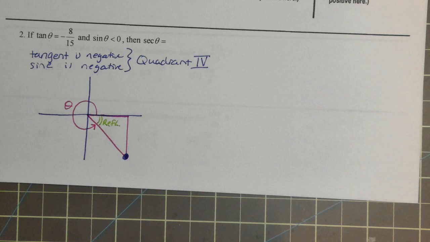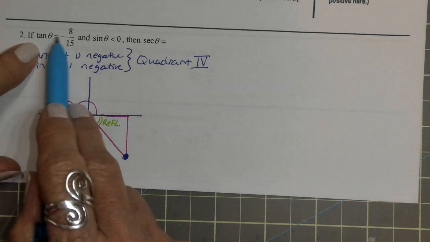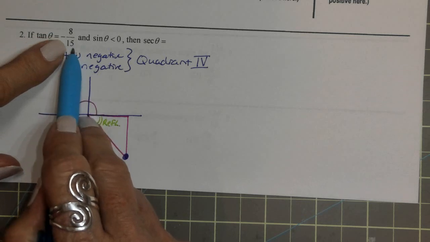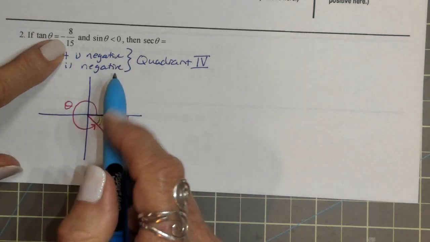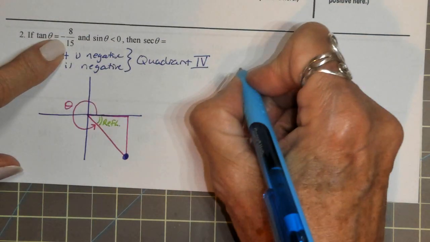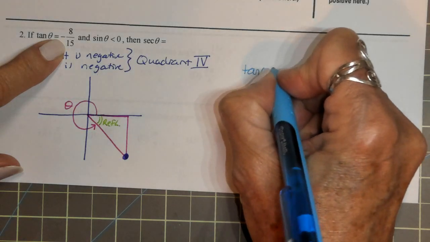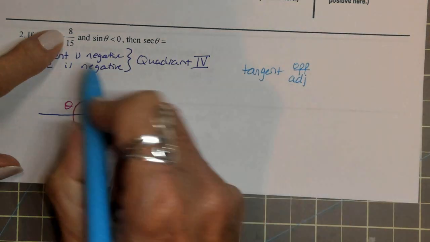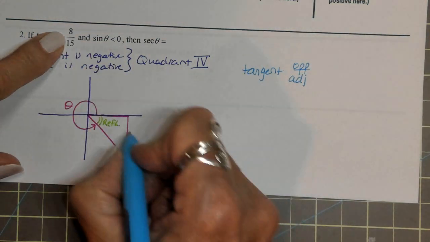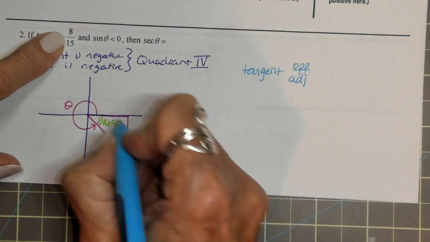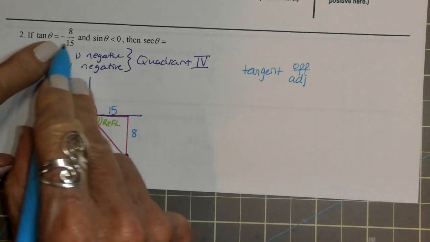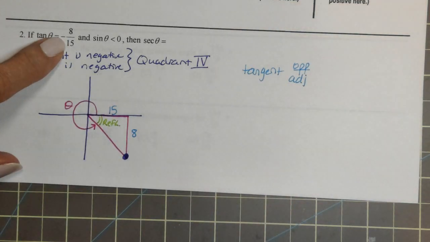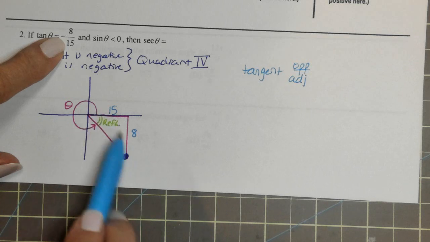Always to the x-axis. Okay, so they told me that tangent of theta is negative 8 over 15. I know that tangent is opposite over adjacent, so 8 over 15. So I'm going to put those ratios here, opposite over adjacent. But what do I do with that negative? Which one gets the negative?